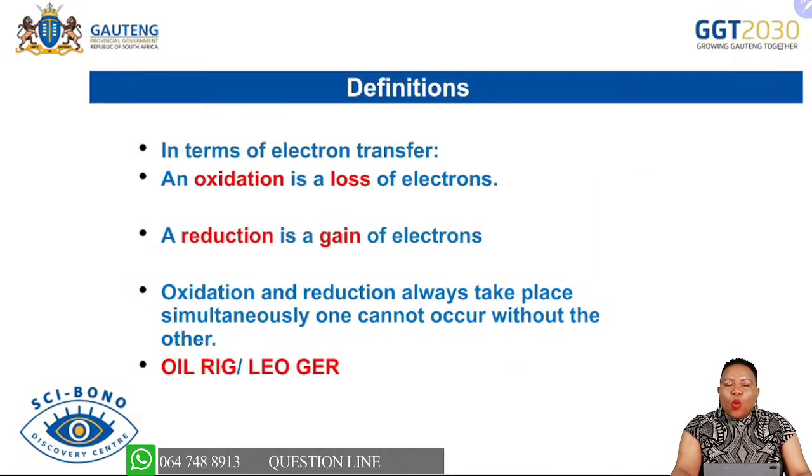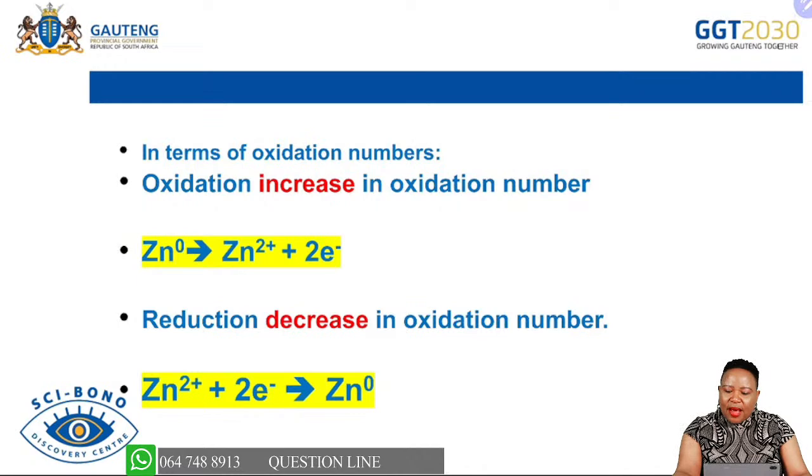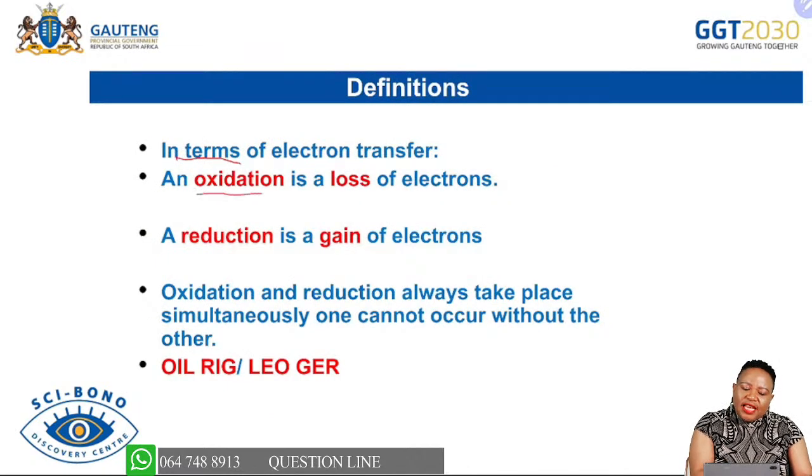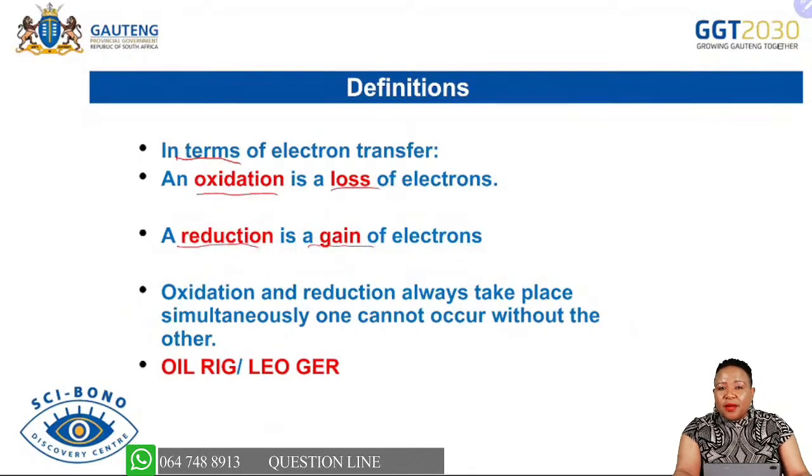Now, we need to define oxidation and reduction in two terms. The examiner expects us to define them in terms of electron transfer and also in terms of oxidation number. Now, when we look at electron transfer, oxidation is the loss of electrons and reduction is gain of electrons, meaning where there is oxidation, there will be a substance that will lose electrons. And where there is reduction, there will be a substance that will gain those electrons.